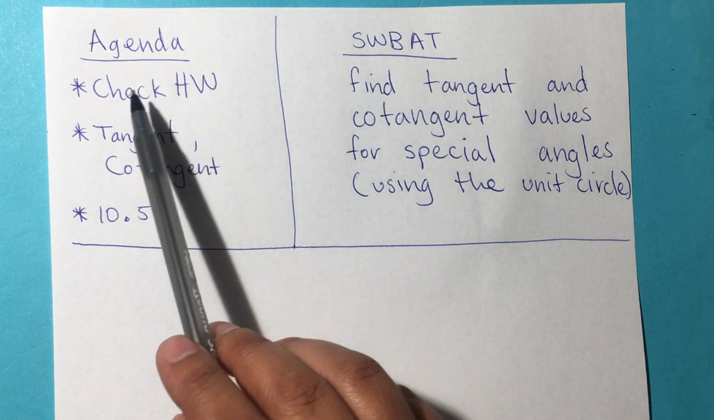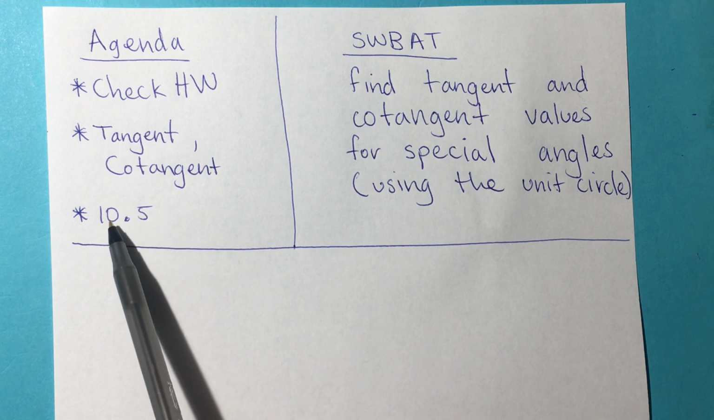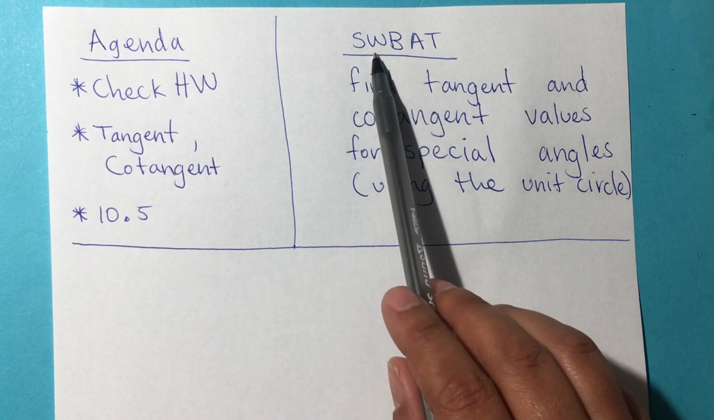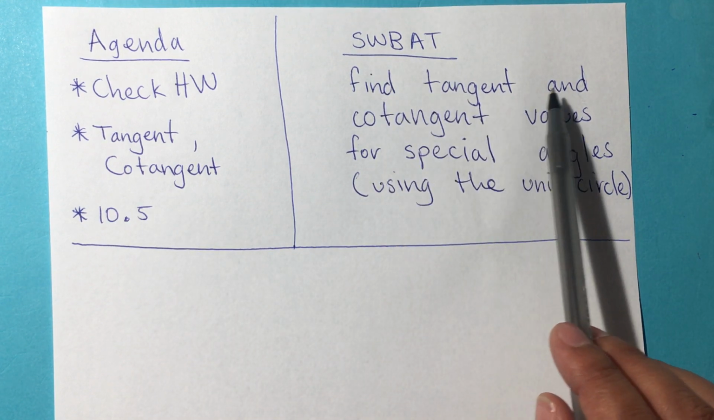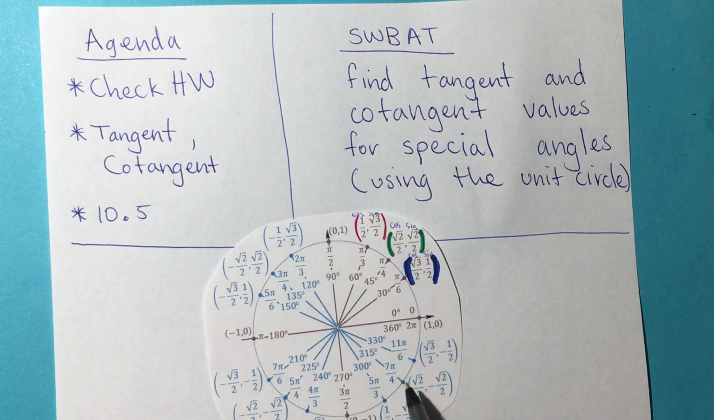Hello students, today's agenda is to check homework. You will be learning about the tangent and cotangent and you will be able to do 10.5. Today students will be able to find tangent and cotangent values for special angles using the unit circle.